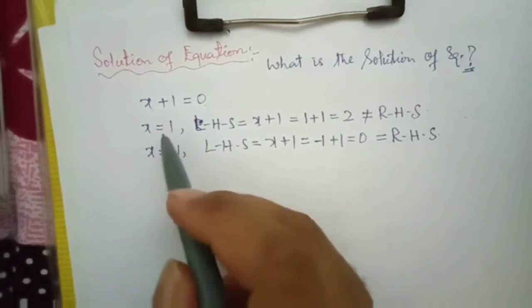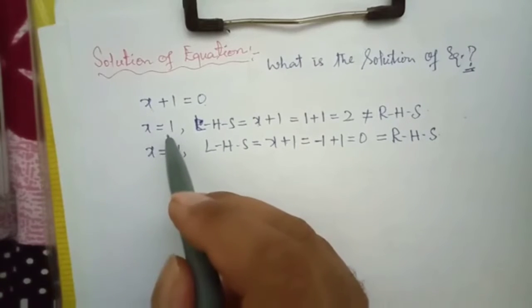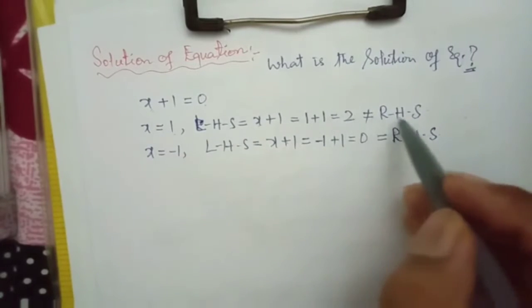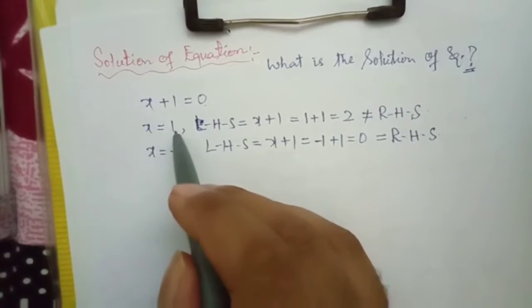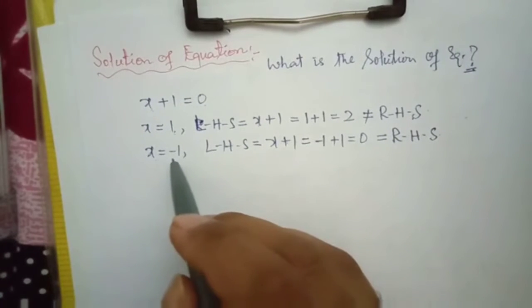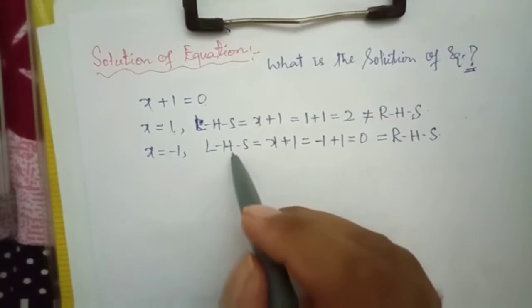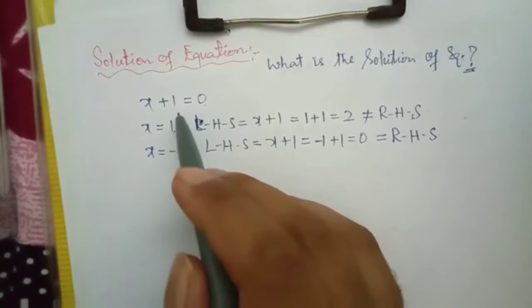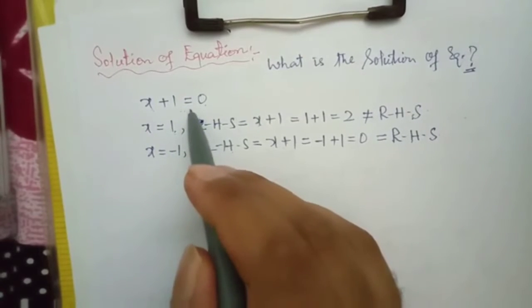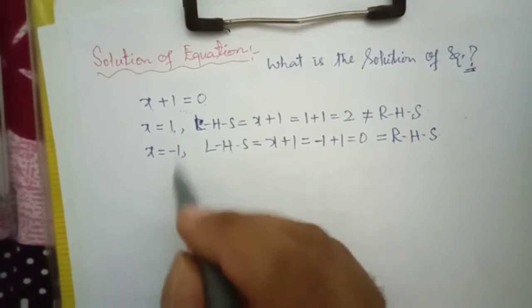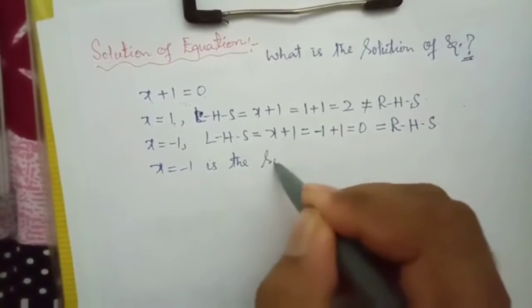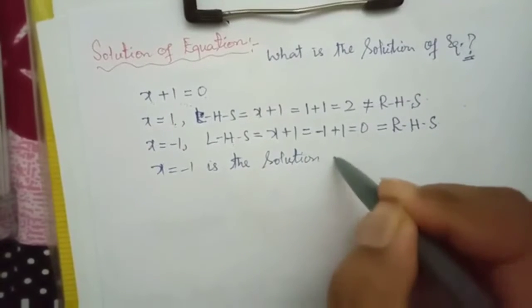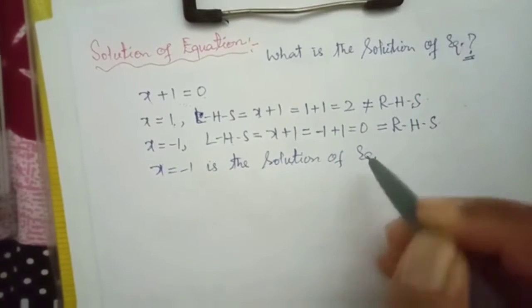See here, when I substituted x is equal to 1, at that time my LHS is not equal to RHS. The equation does not get satisfied on putting x is equal to 1. And when I put x is equal to minus 1, at that time LHS is equal to RHS. That means this equation gets satisfied on the value x is equal to minus 1. So I can write x is equal to minus 1 is the solution of the equation.